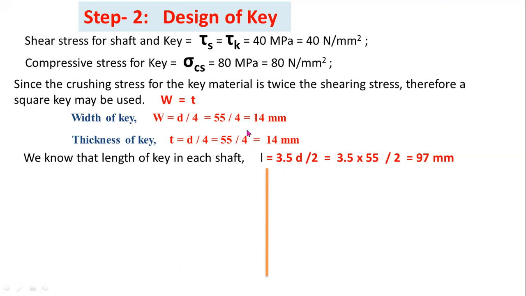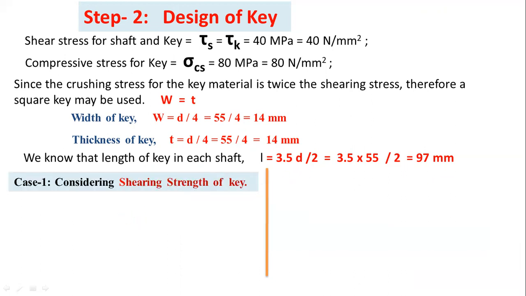Now you have to check these three values. First, consider the shearing strength of the key. This is the formula for torque transmitted by the key. Torque T equals length of the key into width of the key into shear stress induced in the key material into d by 2. Now substitute the value of torque transmitted by the solid shaft, length L equals 97 mm, width equals 14 mm, and d, the diameter of the solid shaft, equals 55 mm. After substituting these values, you can get the value of shear stress induced in the key material.